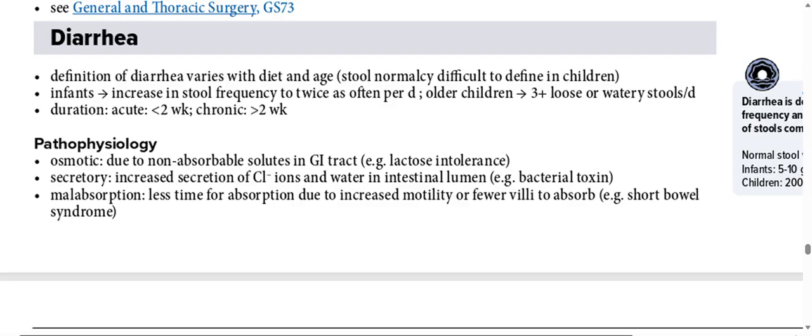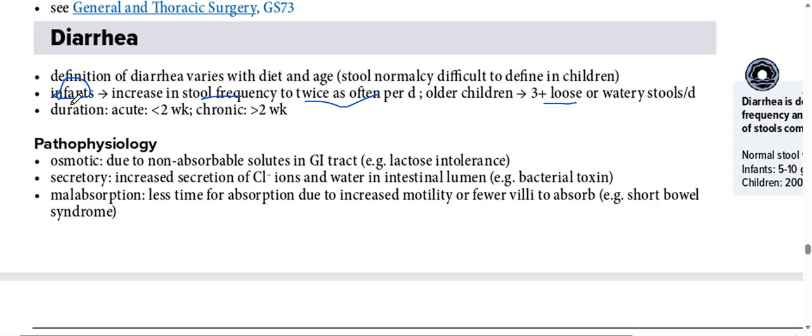Stool normalcy is difficult to define in children. In infants, what can happen? There can be an increase in the frequency of stool to twice as often per day. In an older child, it is 3 or more loose or watery stools per day. So infants have twice the frequency, or older children 3 plus stools per day.